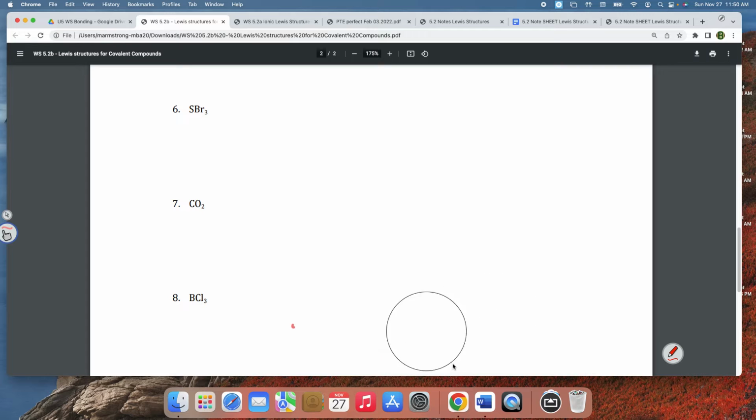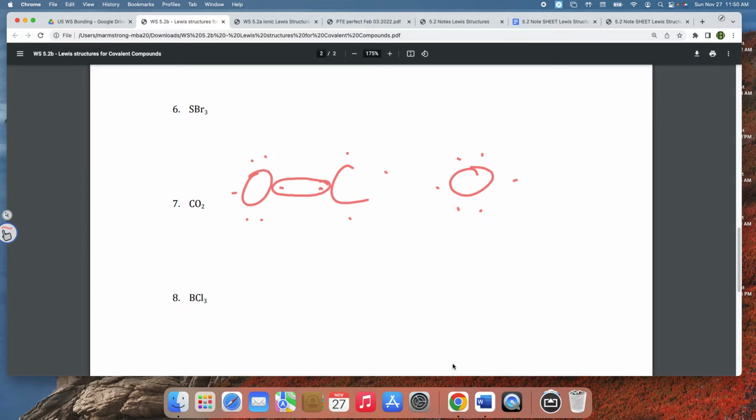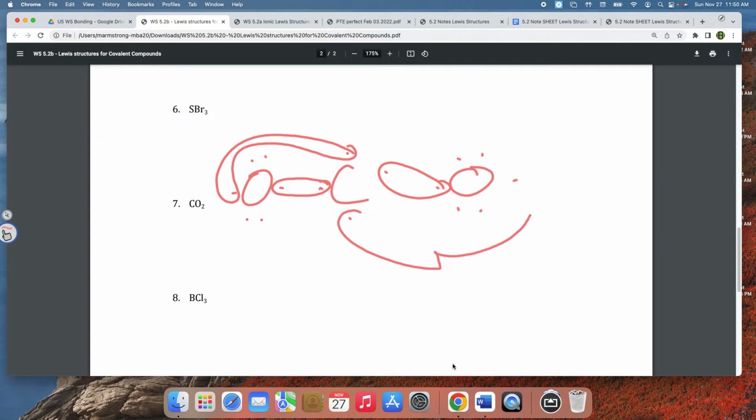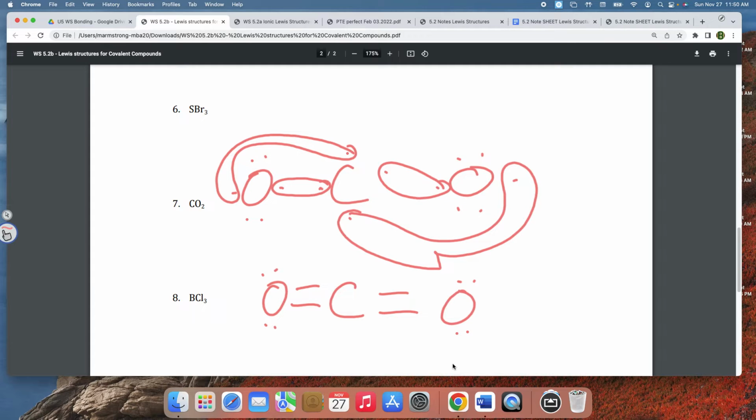We'll do CO2. C is in the middle. Oxygens are on the outside. Carbon has 4 valence electrons. Oxygen has 1, 2, 3, 4, 5, 6. And this one, we did this one in the notes. Those two definitely will share. Those ones will share. And I think those ones will share. So what will that look like? It looks like 2 sharing there, 2 sharing there, oxygen with dots and dots, oxygen with dots and dots.